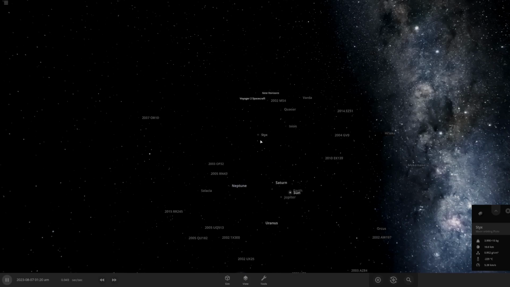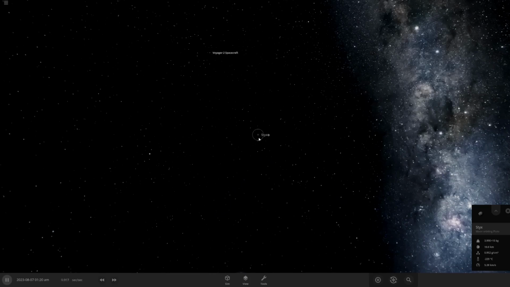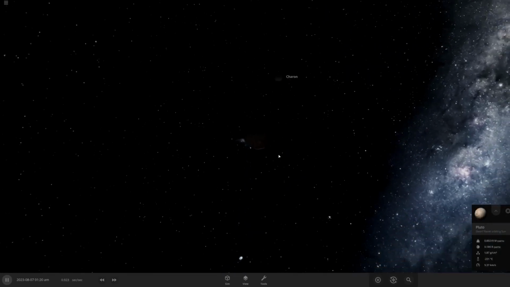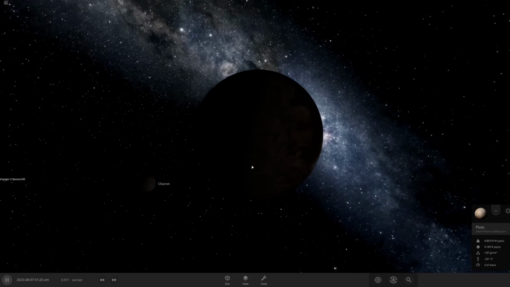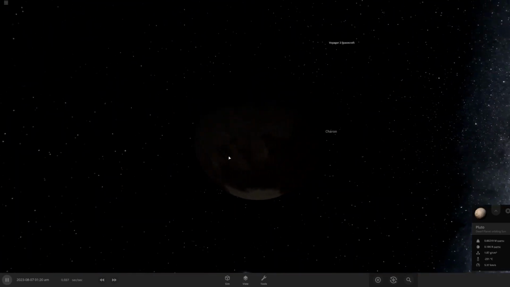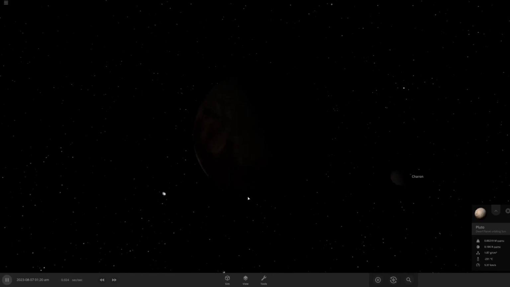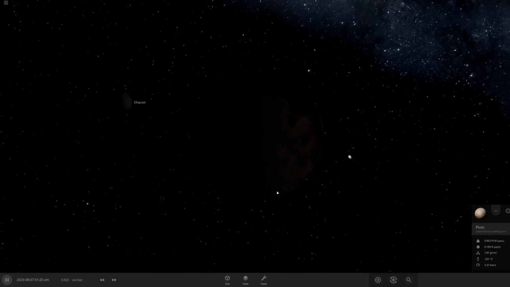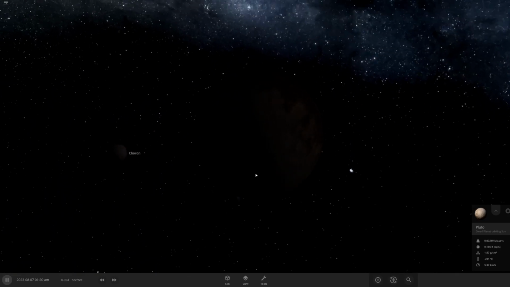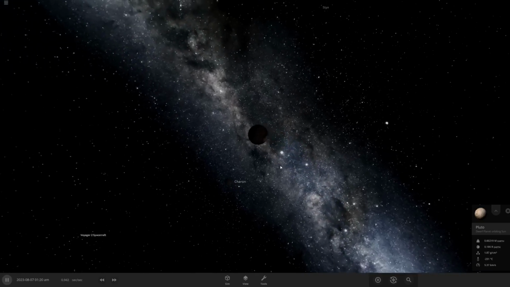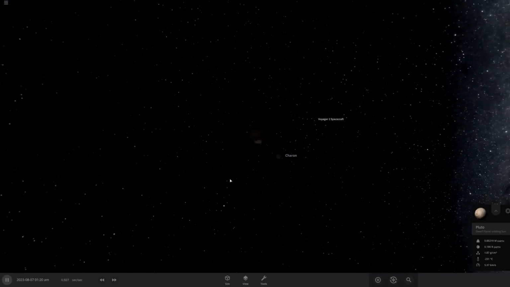Let's take a look at the dwarf planet Pluto. Pluto is so small, even smaller than Earth's moon, and not as massive either. So we don't even consider it a planet anymore. We call it a dwarf planet.